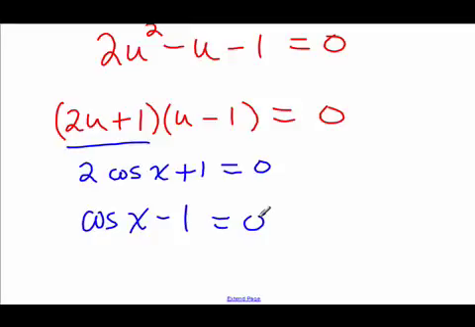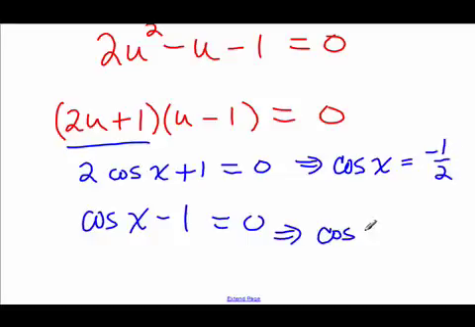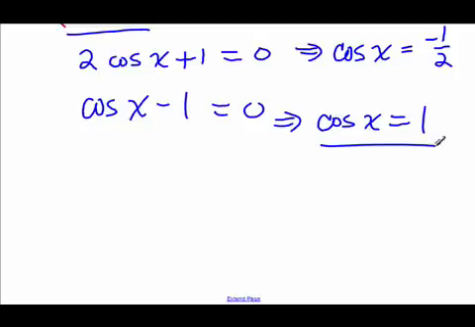Solving those two equations for cosine x, here we would get cosine x is equal to negative 1/2, and down here we would get cosine x is equal to 1. Now we've got to find all the angles in radians that satisfy those two equations. Let's start with the easier of the two, the bottom one. What angle has a cosine of 1? 0, right? So we know x is 0.